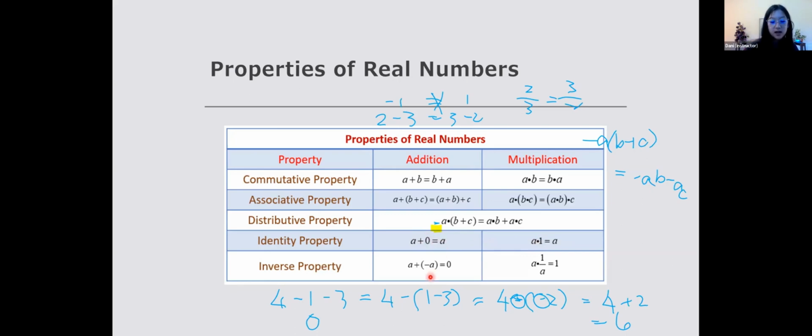And the inverse property is kind of the opposite of identity. So a plus negative a, which is essentially a minus a, is equal to 0. That's pretty straightforward, right? And a times 1 over a is equal to 1, because the a cancels out, since a is in the numerator and a is in the denominator.